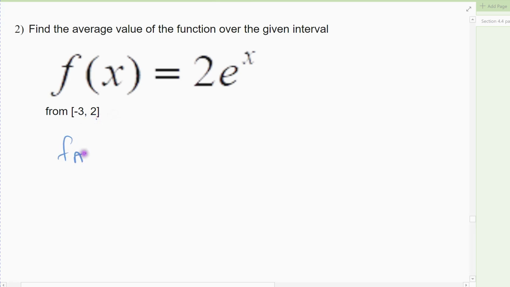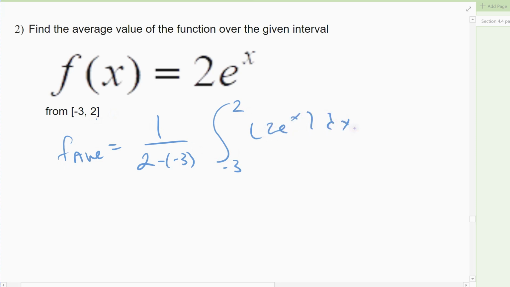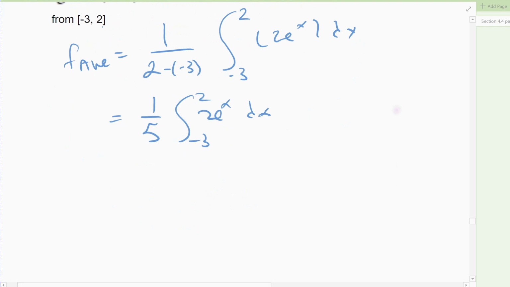So my average would be 1 over 2 minus negative 3, integrating from negative 3 to 2 of e to the x with respect to x. And so this simplifies to 1/5, integrating. All right, so I'm going to solve this one by hand. I'm not going to solve it graphically. Can't forget the 1/5. Don't forget the 1/5.